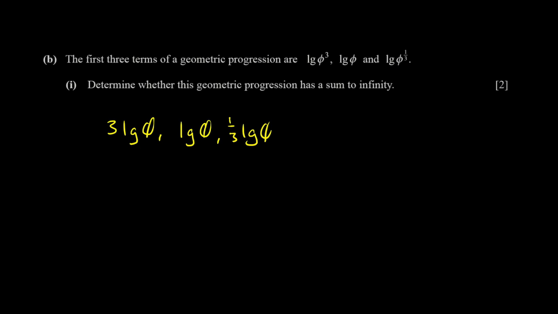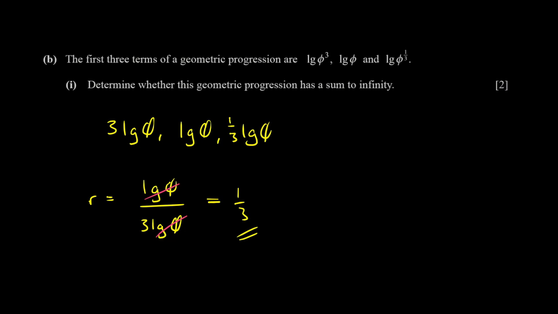Now, how can I find the common ratio of a geometric progression? What I'm going to do is take the ratio of any two consecutive terms, right? So I do the second term divided by the first term, or I could do the third term divided by the second term. So what I'm going to get is log phi divided by 3 log phi. And you notice I can cancel off the log phi's like that, and I will get a third.